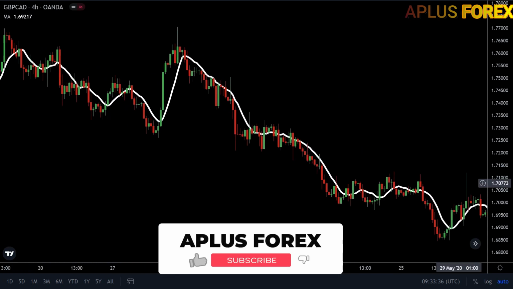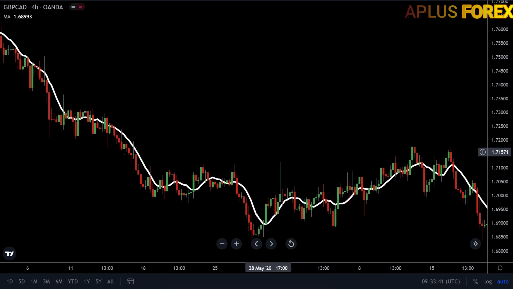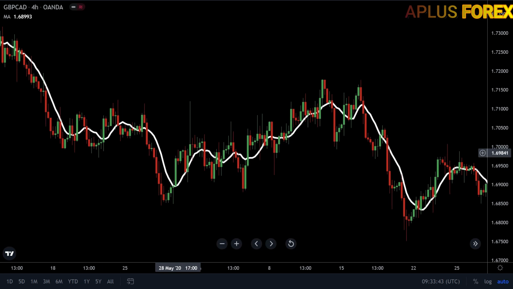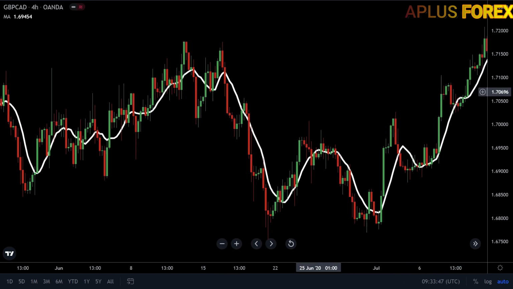When it comes to moving averages, there's no right or wrong time frame or settings to use. The best way to determine which one works best for you is to experiment with various time periods until you find one that fits your strategy.